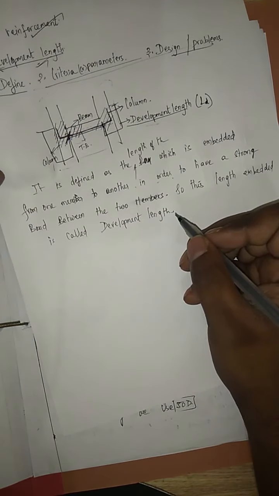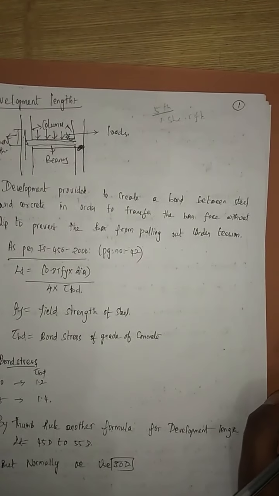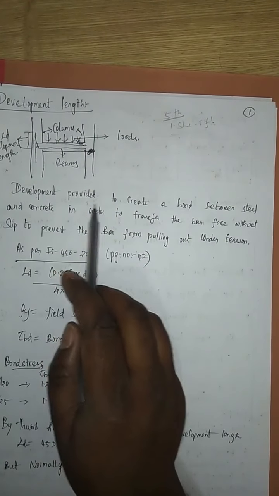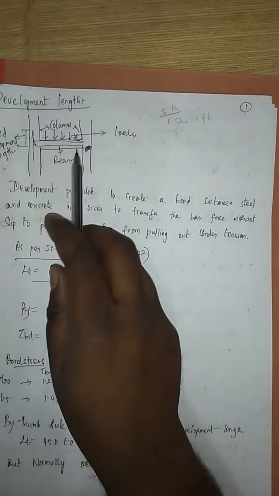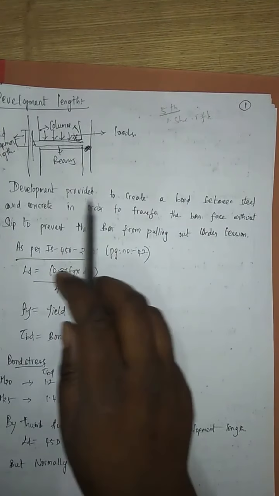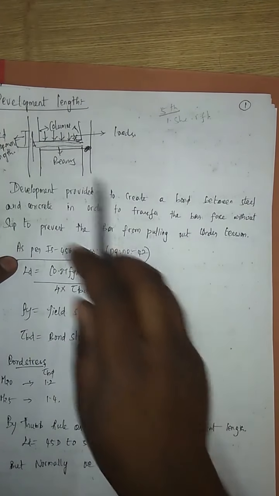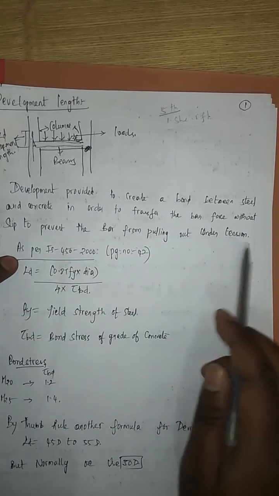You understand the definition? I will show you another definition also. You can see here, development is provided to create a bond between steel and concrete, in order to transfer the bar force without slip and to prevent the bar from pulling out under tension.